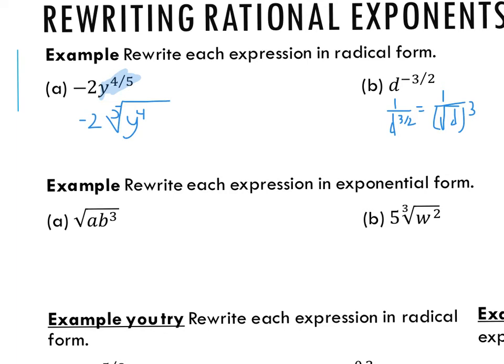Let's rewrite each expression in exponential form. So note this time both a and b are under the radicals, so I need parentheses. Now square root is 1/2 power. Now on the formative, if you still have parentheses in your answer, you need to keep going. So in this case, a to the 1/2, b to the 3/2.